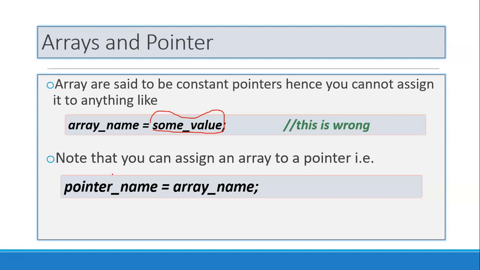But it's possible to take the name of the array and assign it to any other pointer. So you can take the name of an array and assign it to any other pointer. It means now the elements of this array can also be accessed using this pointer.